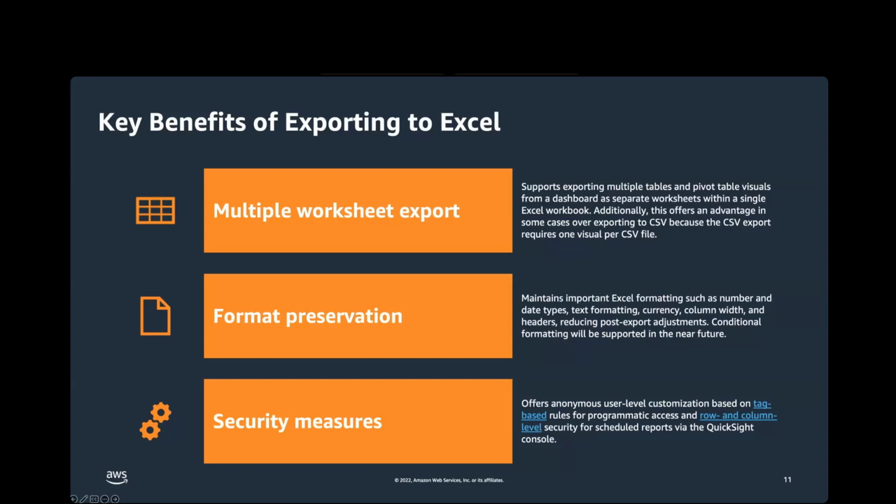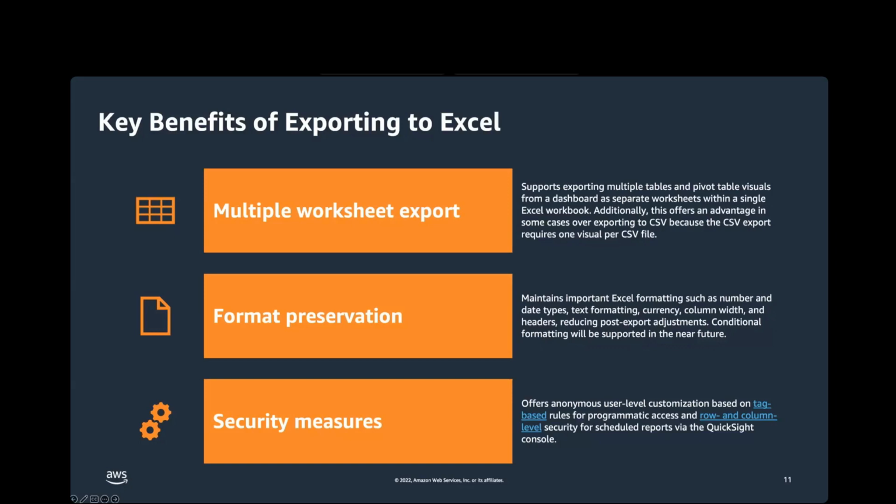It also comes with security measures. At this moment, the export to Excel is only offered to anonymous user level embedding, which is based on tag-based rules for programmatic access. But you also have the option of using row or column level security for scheduled reports via the QuickSight console.